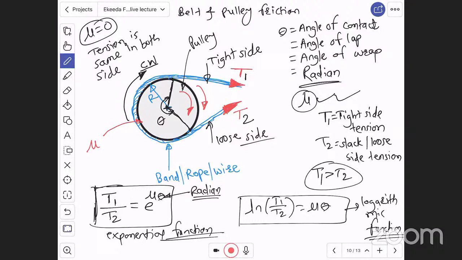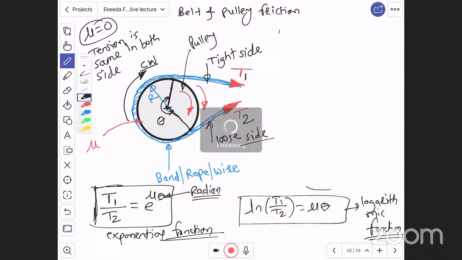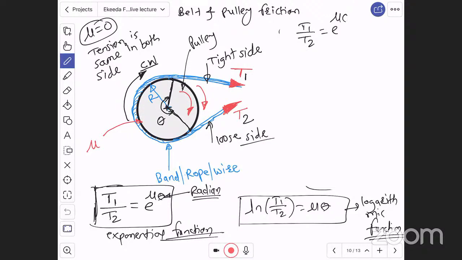Right. Now theta is the angle of contact. Now again, the direction in which rotation is happening will be the tight side. See the direction of rotation. Now direction of rotation is like this. Therefore this will be the tight side and this will be the loose side. Right. Now this T1 and T2 are related with T1 divided by T2 is equal to e to the power mu theta, that we have seen, right? Now this theta must be in radian, this also we have seen.